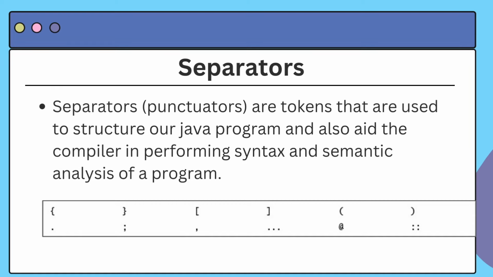So in this way we use separators to structure our Java program. Also, separators aid the compiler in performing the syntax and the semantic analysis of a program. So what do we mean by syntax analysis? Syntax analysis is nothing but the process of checking your program source code against the grammar of a programming language, right? So that we ensure we have the correct structure. For example, your statement should end with a semicolon. That is nothing but the syntax analysis. Similarly, semantic analysis checks the logical correctness of a program, right? So what we mean by that is checking the operations are performed on appropriate types. Like, we are not adding two Boolean types, right? We can only add two integer types. So that is nothing but your semantic analysis, right?